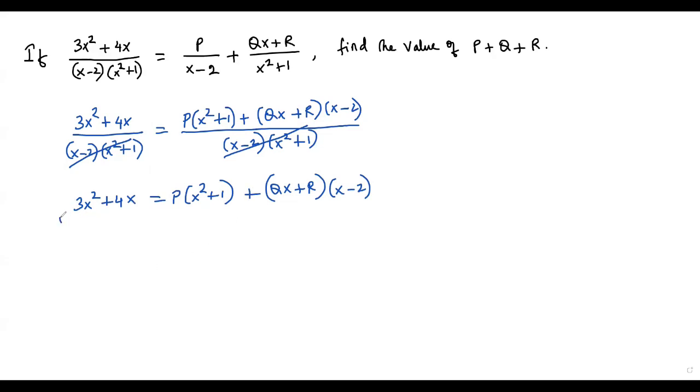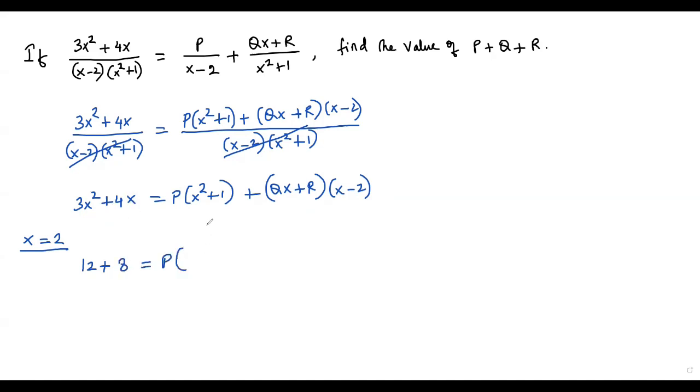In this equation, if I plug in x equals 2, then x - 2 will become 0. When 0 is multiplied by this stuff, it will completely become 0. Then I'll be able to find the value of p. So now let me plug in x equals 2. On the left side, 2 squared is 4, 4 times 3 is 12, and here 4 times 2 becomes 8.